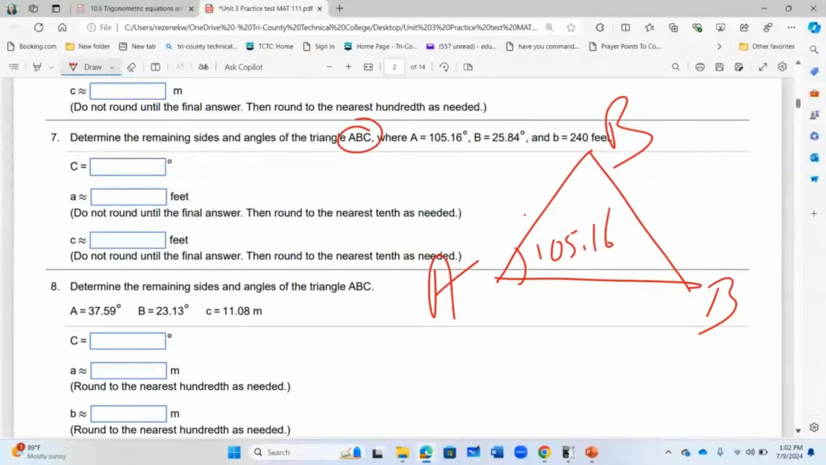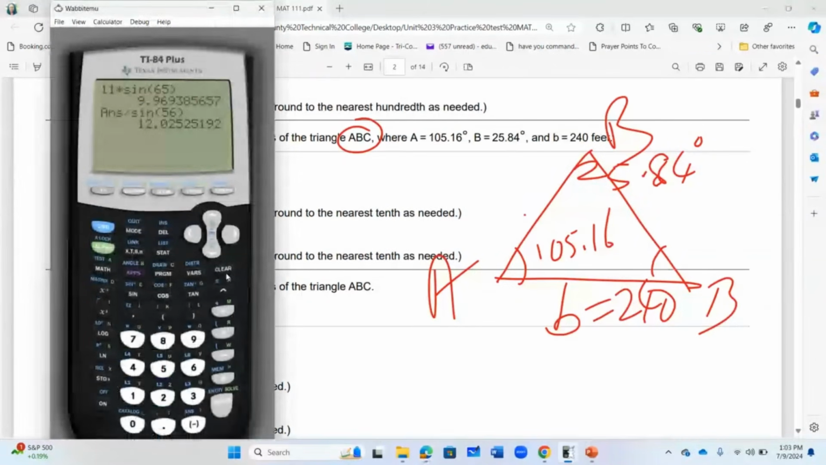All right, and this angle B is 25.84 degrees, and side B is 240, given to us. I'm trying to find all the missing sides and angles, so I might as well start from C. The angle sum of a triangle is 180 degrees, so I can find it quickly.